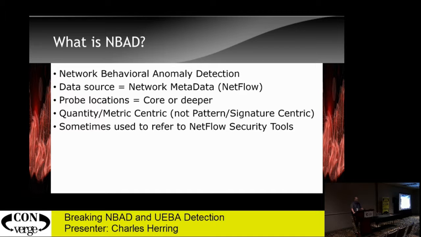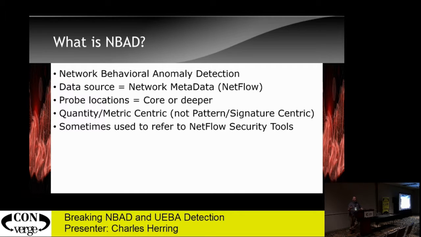Network behavioral anomaly detection came around in 2002, was the first time we started talking about that. It generally works off of metadata because it's only building patterns. You only need to know how many bytes are exchanged, and so you can do most of that inside of the TCP header space.